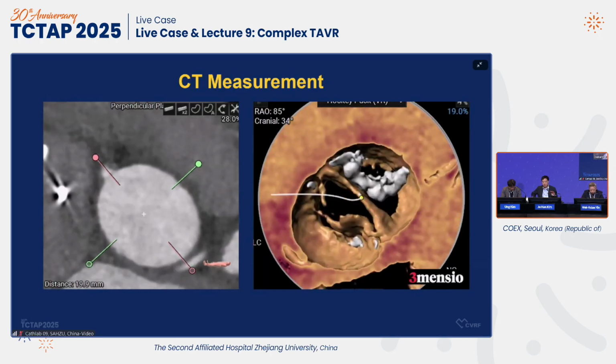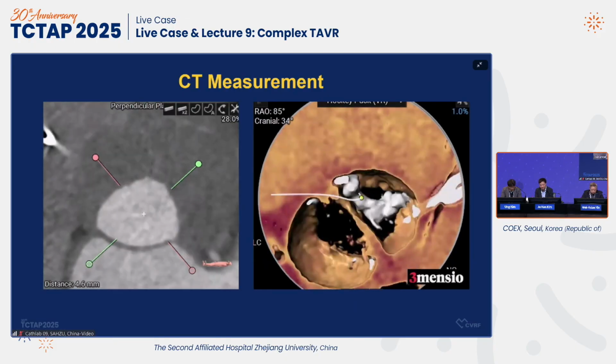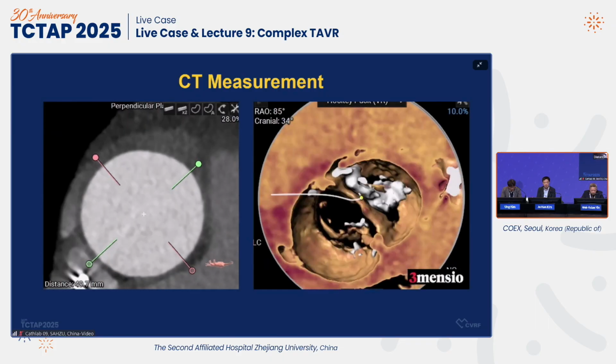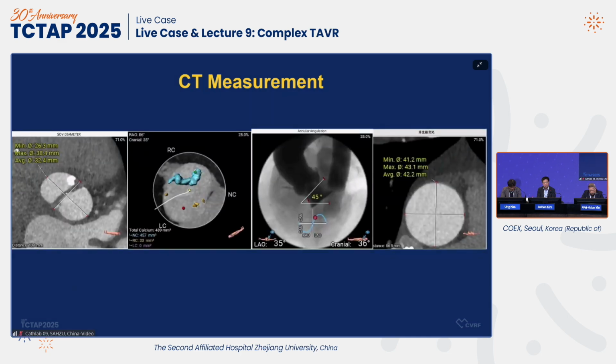You can see the patient has a typical type 0 bicuspid AS, with symmetrical calcification and the leaflet a little bit thickened. Next one. The coronary height is good. Next one. This is a typical type 0 bicuspid aortic stenosis. The angulation is also large, about 50 degrees, and the maximal ascending aorta is about 42 millimeters. Next one.